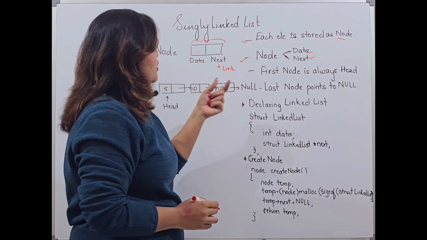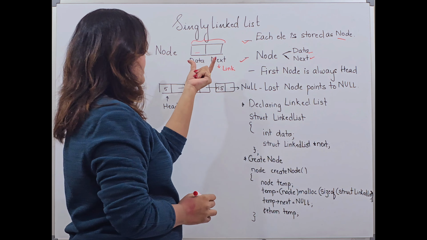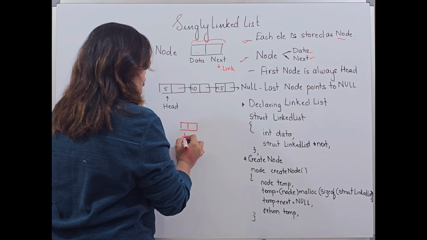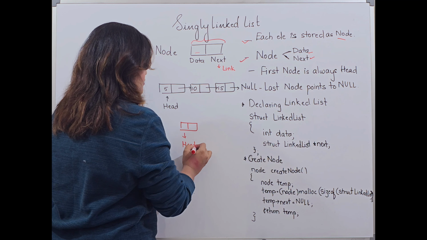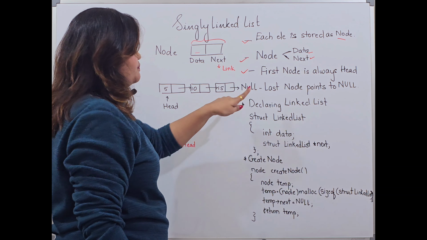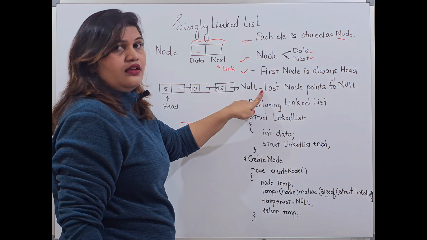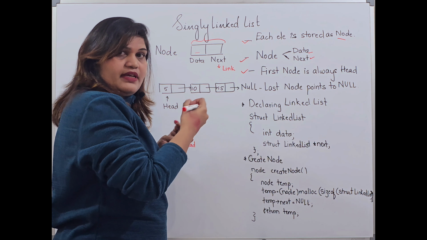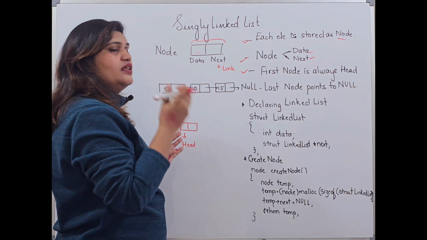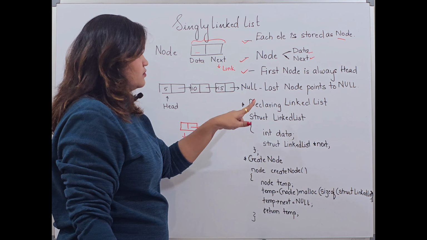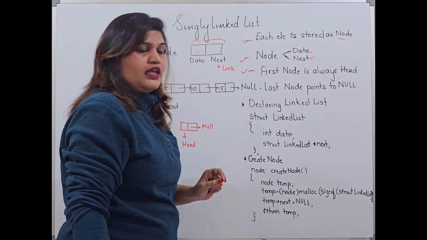Next point that you have is: first node is always head. Now, for us to work on a linked list, we need to create this node, and the first node that you create is always going to be your head. With that, the last node points to null. Suppose this is my first node and this is my last node as well, right? This is the first node and this is the last node for me. So my last node would always be null.